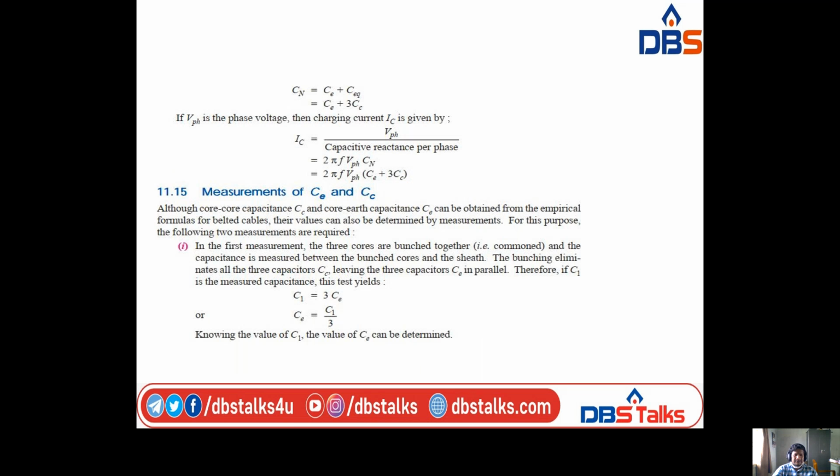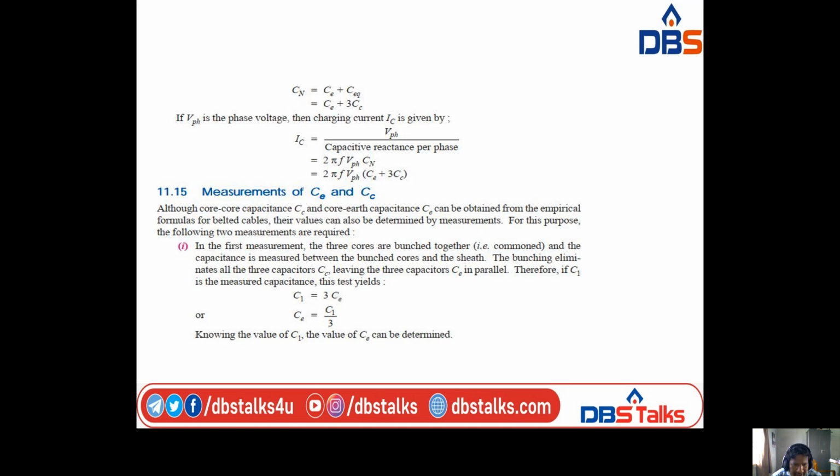Now therefore Cn = CE + C equivalent. What about C equivalent? It is 3 Cc. So the capacitance of neutral, Cn, is equal to CE, the core to earth capacitance, plus 3 times the core to core capacitance.